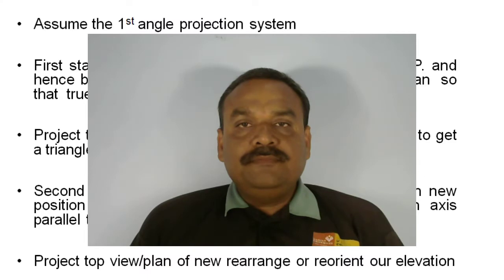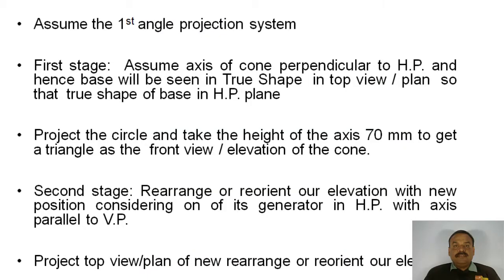Now the key point of the problem: assume the first angle projection system. The first stage of the problem: assume the axis of the cone perpendicular to HP, and hence the base will be seen in true shape in the top view, either the plan, so that the true shape of the base is in the HP plane.